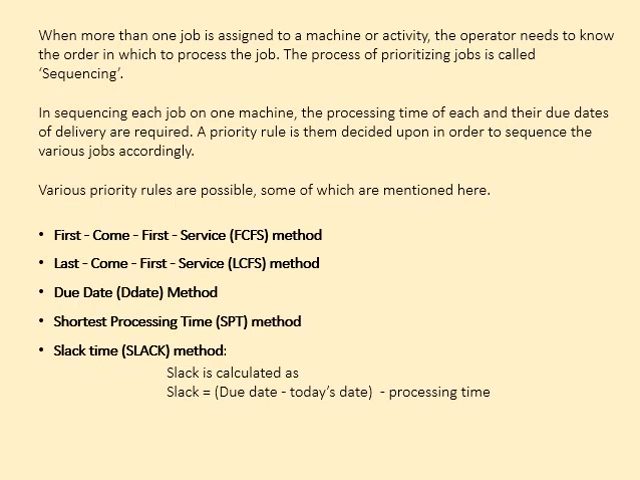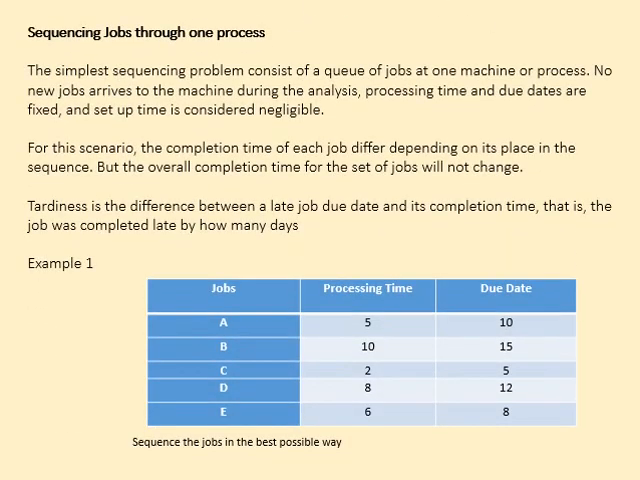Number 5, slack time method. Slack considers the work remaining to be performed on a job as well as the time remaining until the due date to perform that work. Jobs that have the least difference, or slack, between the two are processed first. Slack is calculated as due date minus today's date, and then subtract processing time from this value.